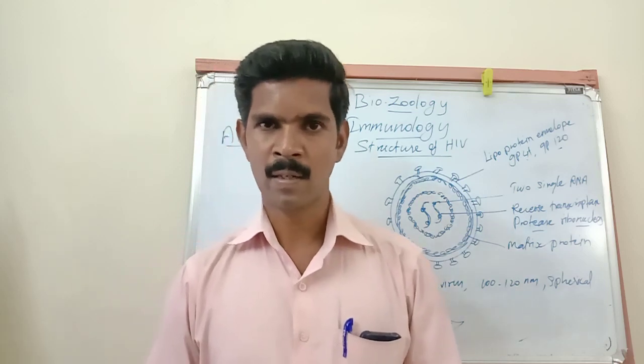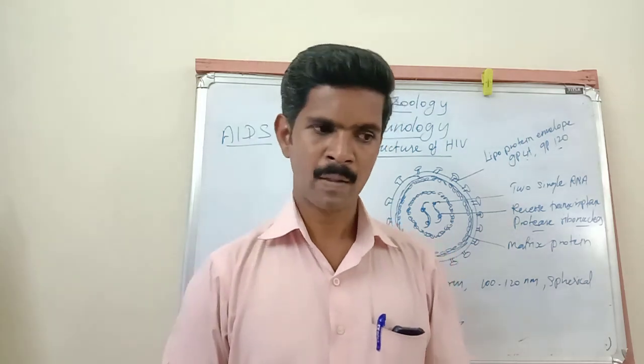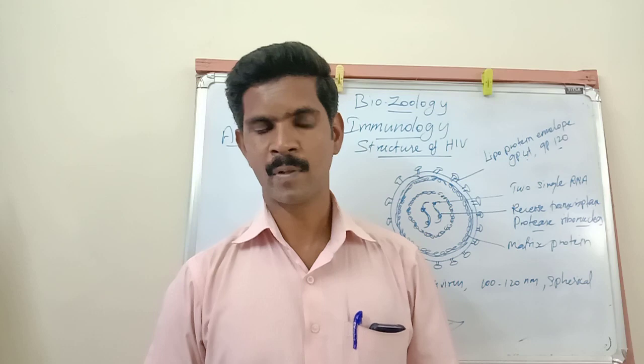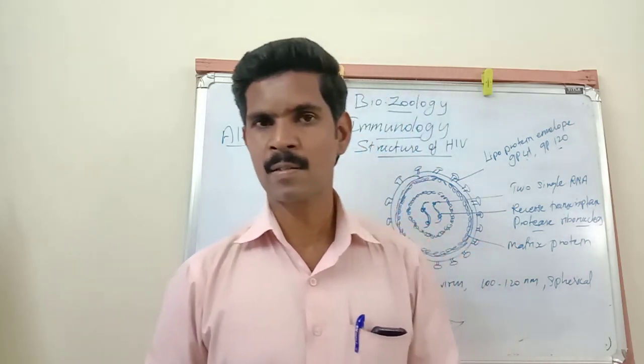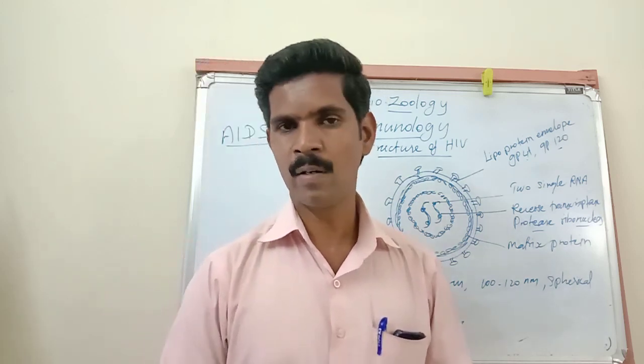Understand, my dear students? Now we completed the transmission method also. Then how can we identify this AIDS disease? Already in the lower classes you have studied, there are two tests available. The first test is called the ELISA test, and the second one is called Western blot.